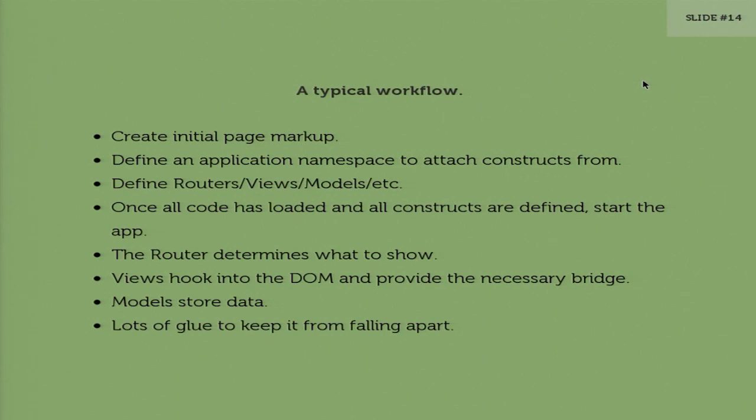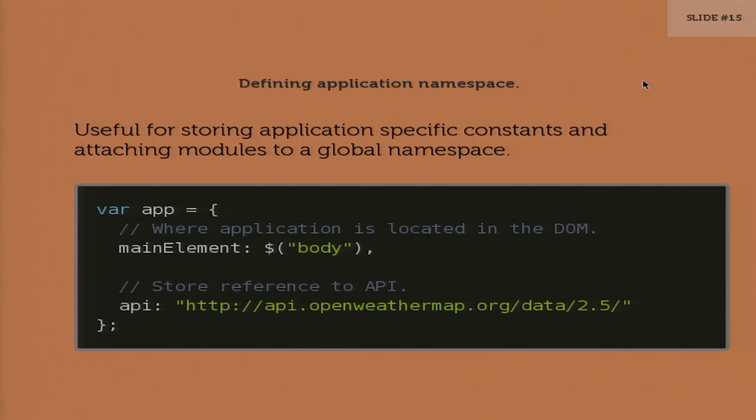And the reason why I say lots of glue is the example app that I'm going to show has a lot of glue in it that I really don't want to take the time to explain. So I'm going to go over the high-level pieces of this application. It's not that much code, so it's really easy to follow. So what we're going to start with is the application namespace.